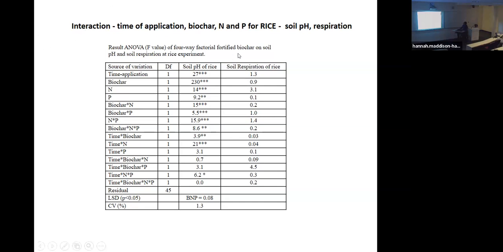And this is the interaction between biochars, nitrogen and phosphorus on soil pH and respiration from the rice experiment. As you see, all are significantly affected, except some combinations. The main effect of phosphorus did not significantly affect rice respiration, nor did the other combinations, but the combination of time, nitrogen and phosphorus was significant for soil respiration. Again, we did not find any influence on soil respiration.